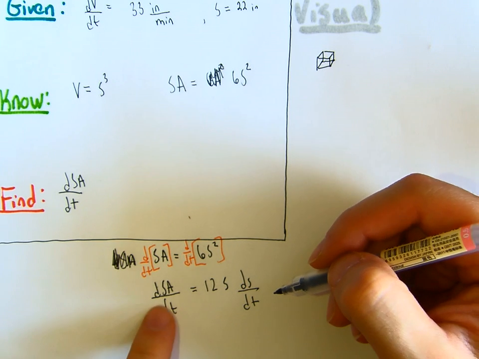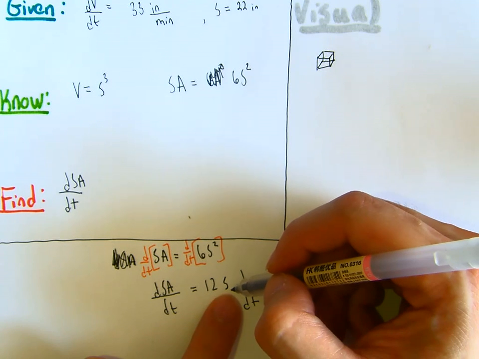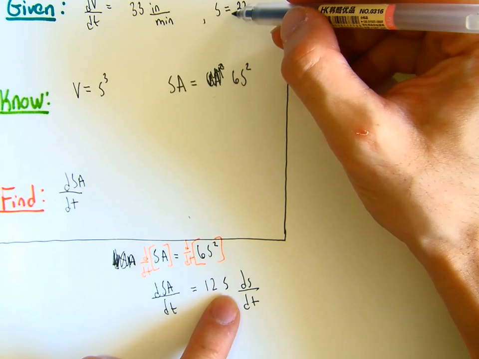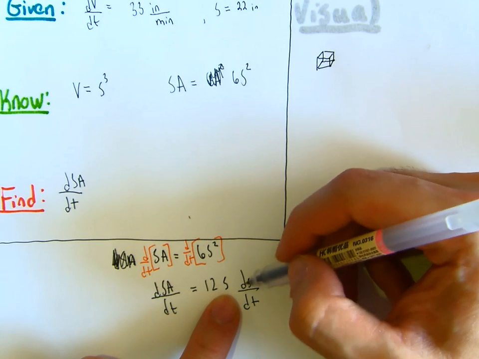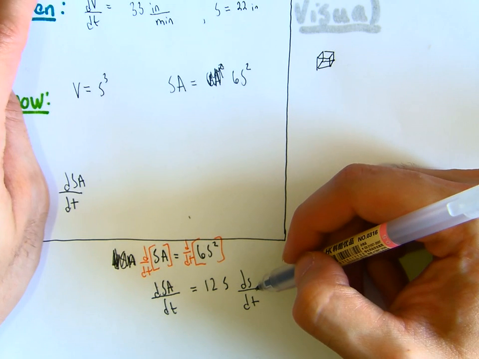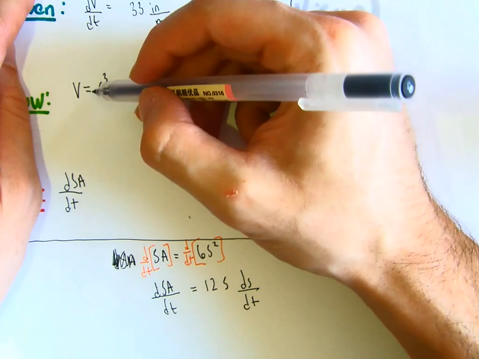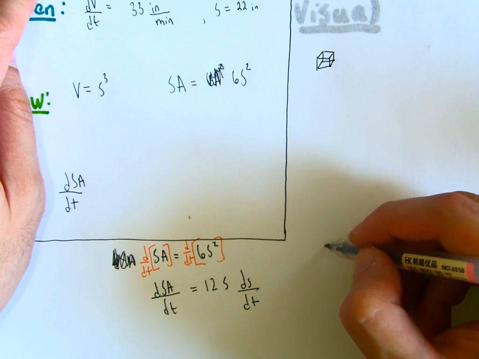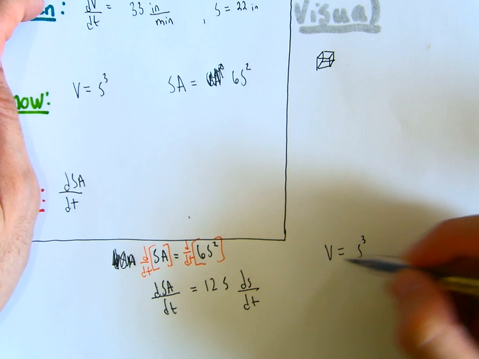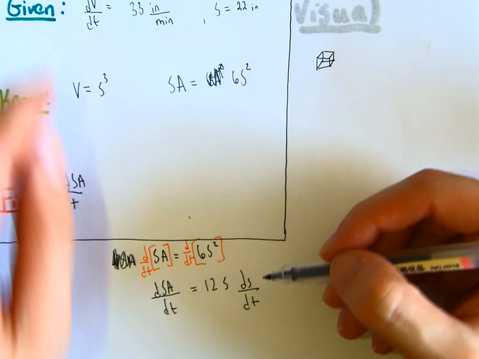Do we know what this is? No. Do we have 12? Yes. Do we have s? No, we don't have s. I'm sorry, we do have s. It's 22 inches. And we don't have ds/dt. We don't know how the side is changing per second. So what can we look into? Here, let's take a look at this part over here. If you know that the volume is equal to s cubed, maybe we could take the derivative of this with respect to time and somehow get this ds/dt.